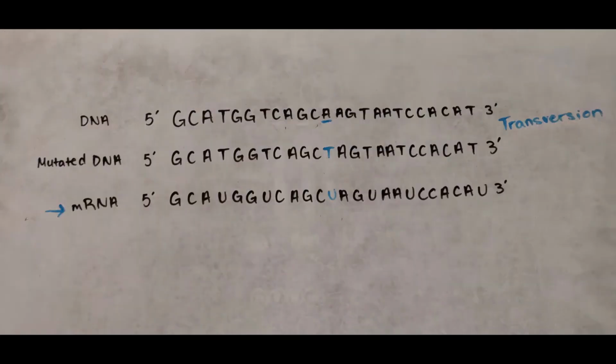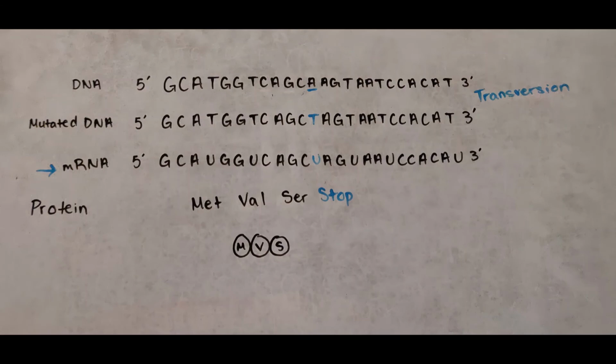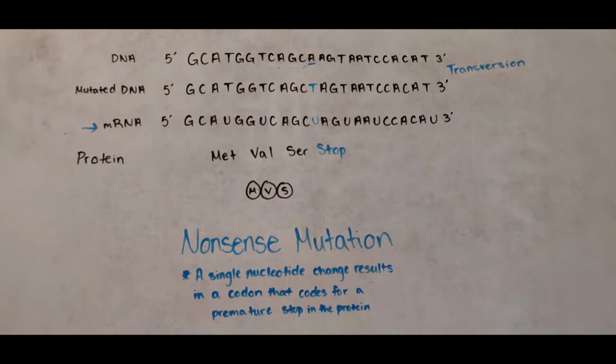If there was a point mutation that resulted from a transversion where this A becomes a T, the mRNA strand would look like this. The protein that results from translation would look like this. The protein only has 3 amino acids instead of 4. This is because the codon that was changed no longer codes for an amino acid and is instead a stop codon. This mutation causes translation to end prematurely and is known as a nonsense mutation.